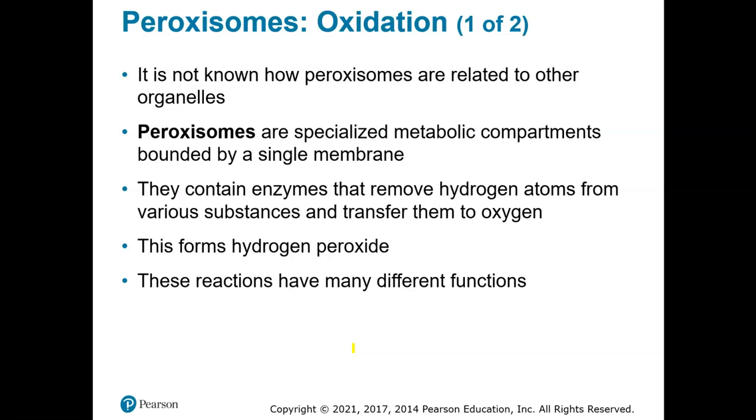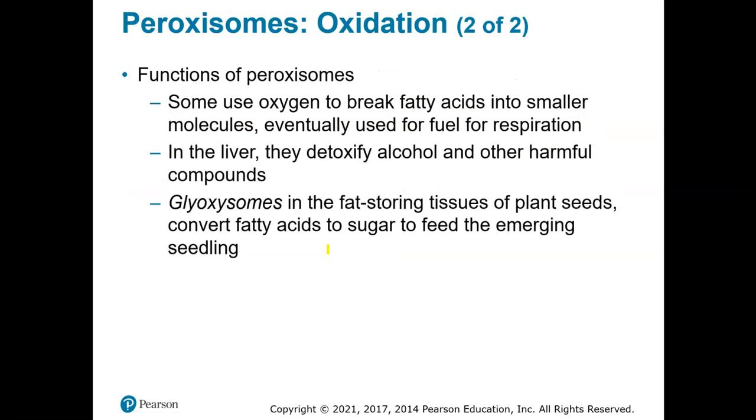All right, the organelles called peroxisomes are specialized for breaking down fatty acids primarily, and they form hydrogen peroxide as a byproduct, which is toxic. Again, peroxisomes break down fatty acids. In the liver, they help detoxify alcohol, in addition to the smooth endoplasmic reticulum, which helps detoxify drugs and poisons.